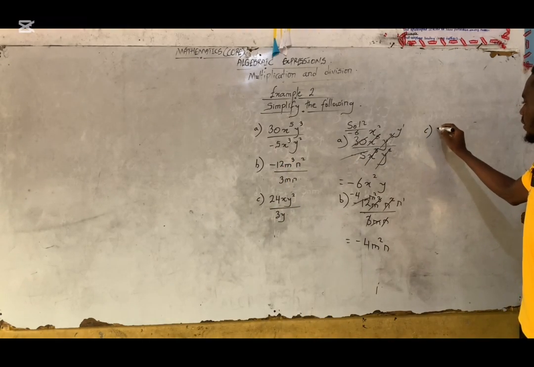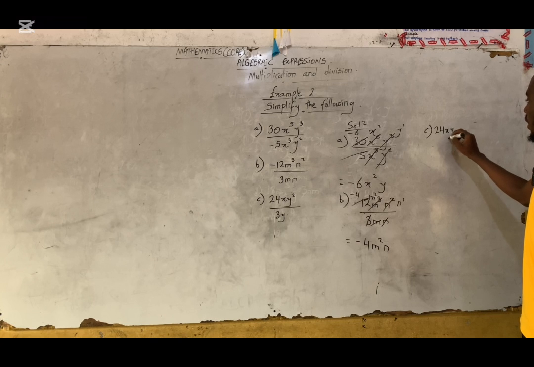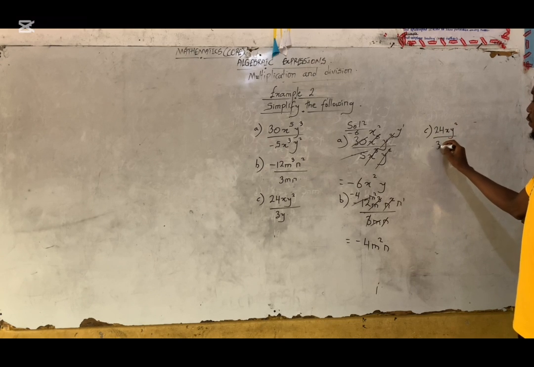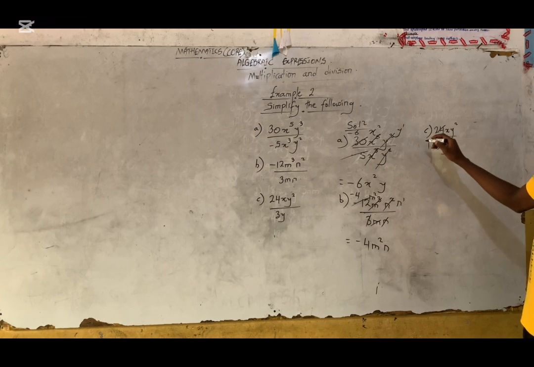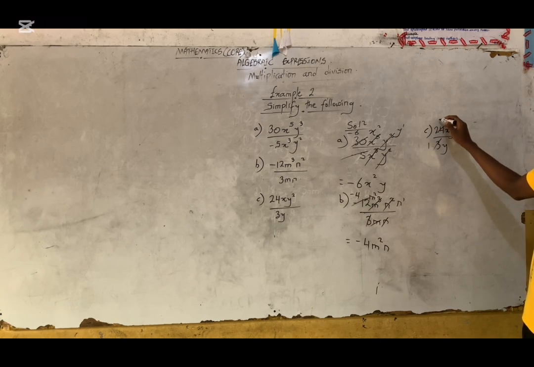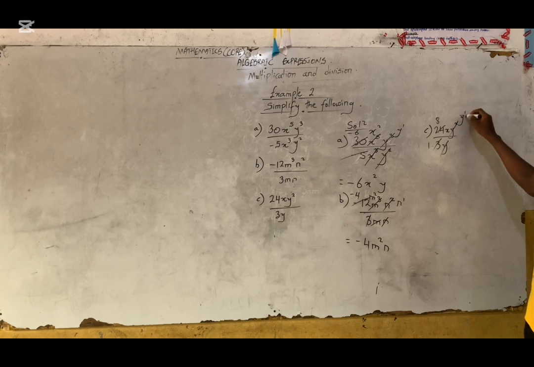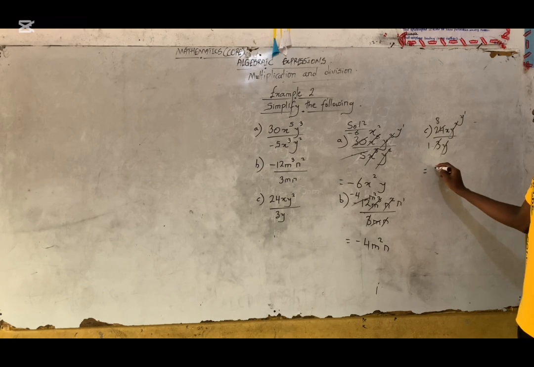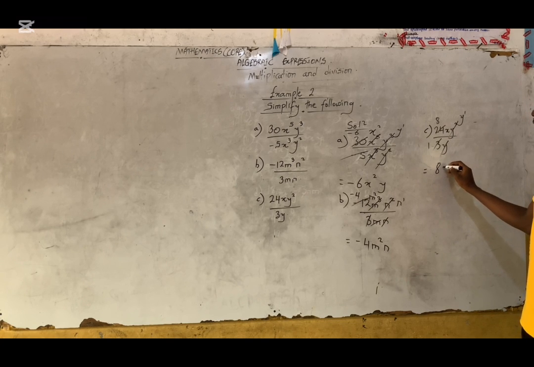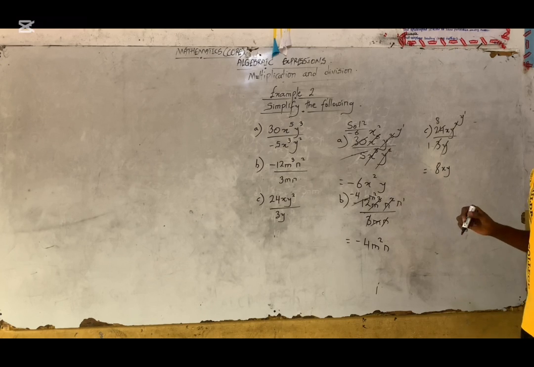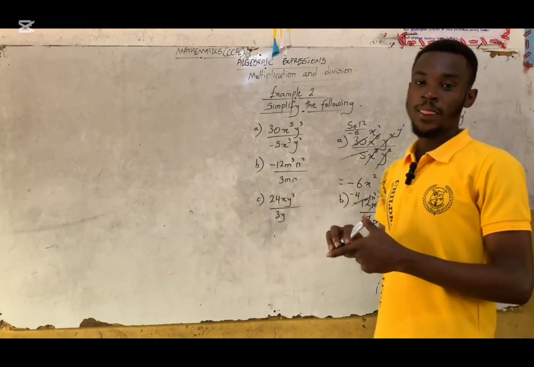The last one, that is C. 24xy exponent 2 all over 3y. Numbers first, as usual. 3 goes here 1, 3 goes here 3 8s, right? 3 8s are 24. x has no partner. y1 takes y1, we are left with y1. Are we okay? We have 8. Any number over 1 is the same as that number. 8xy exponent, no, we don't write exponent 1. If you've traveled this far, congratulations.